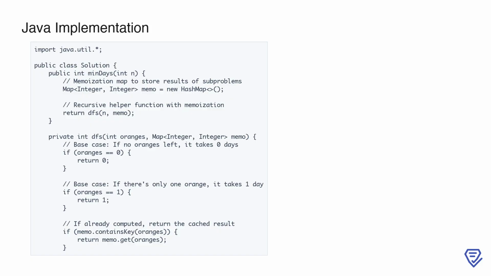Inside the DFS function, we first handle the base cases. If there are no oranges left, it will take 0 days to finish. If there's only 1 orange, it takes exactly 1 day to consume it. Next, we check if the result for the current number of oranges is already present in our memoization map. If it is, we simply return the cached result, avoiding redundant calculations.